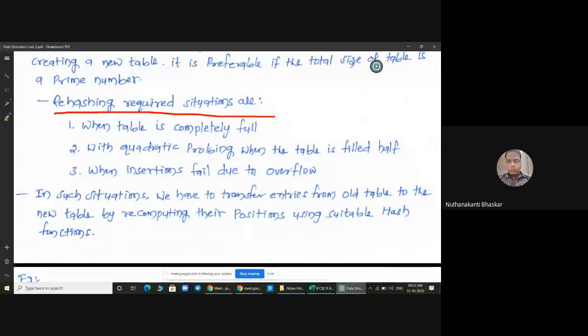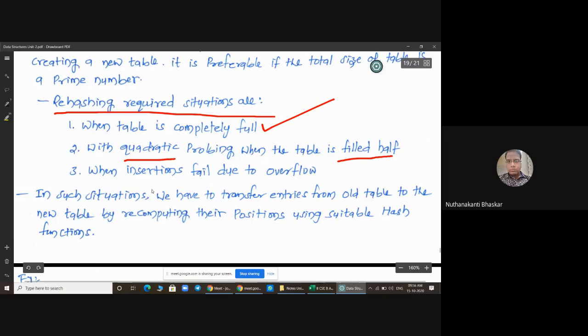Then, that was for linear probing. When we are using quadratic probing, the table is filled only half. Then you must go with rehashing again. Quadratic probing never follows the clustering mechanism, but linear probing follows the clustering mechanism, so there is a chance of the table becoming full. But with quadratic probing, there is no chance of the table being full. The only thing is, if only half of the table is filled, in such a case we have to use the rehashing mechanism.